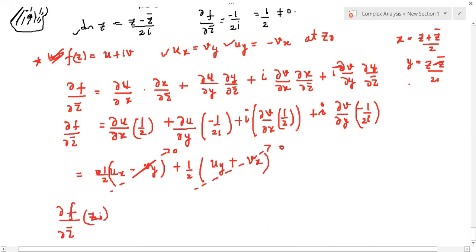So whether you write it in the sense of an operator or you do it using the chain rule, they are giving you the same result. This you should remember, this is the complex form of the Cauchy Riemann condition.